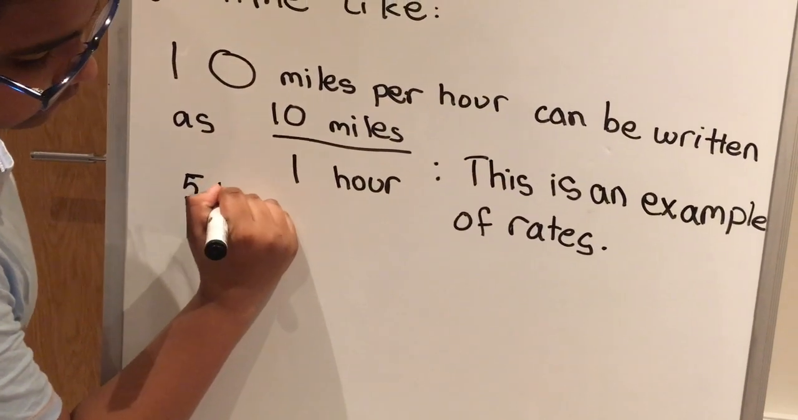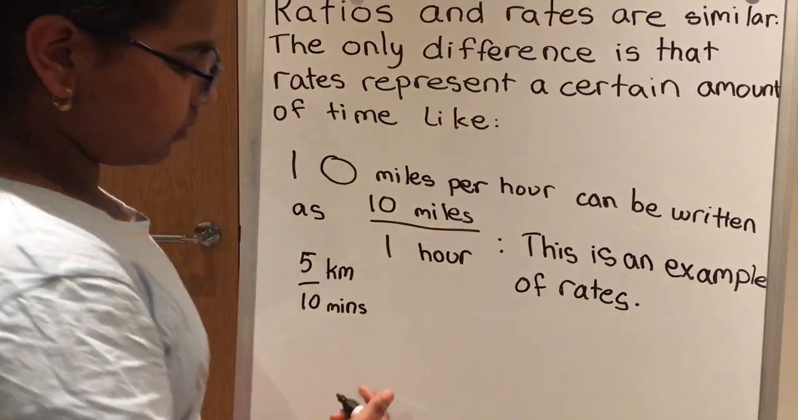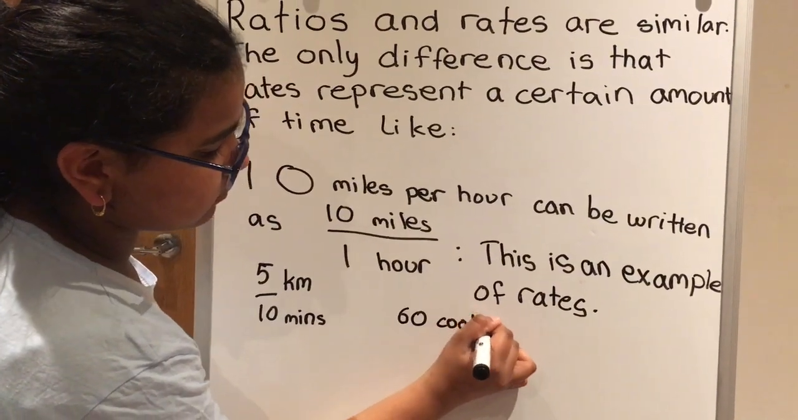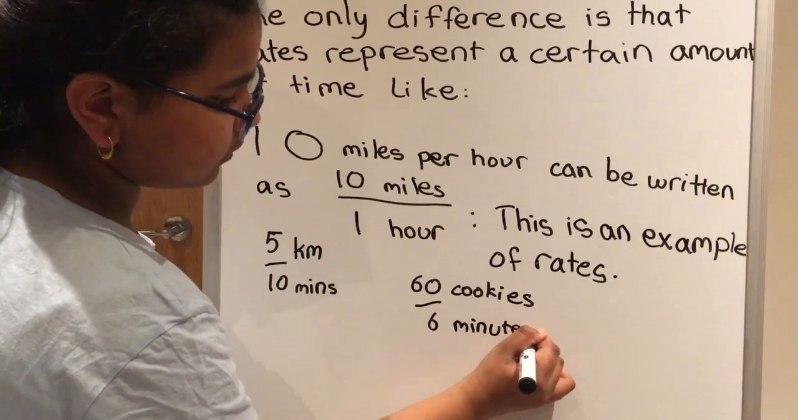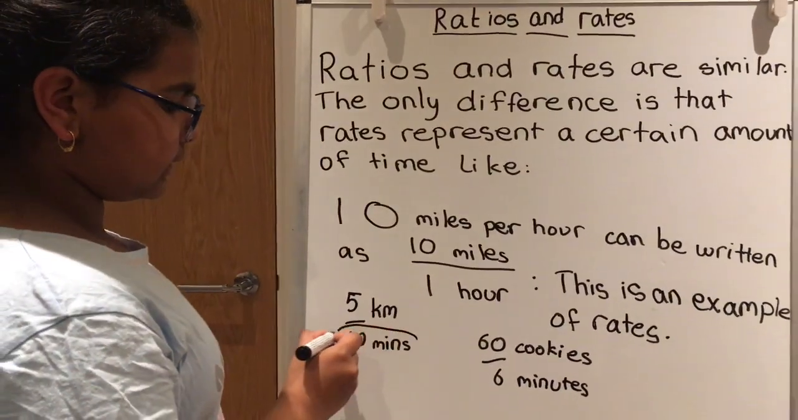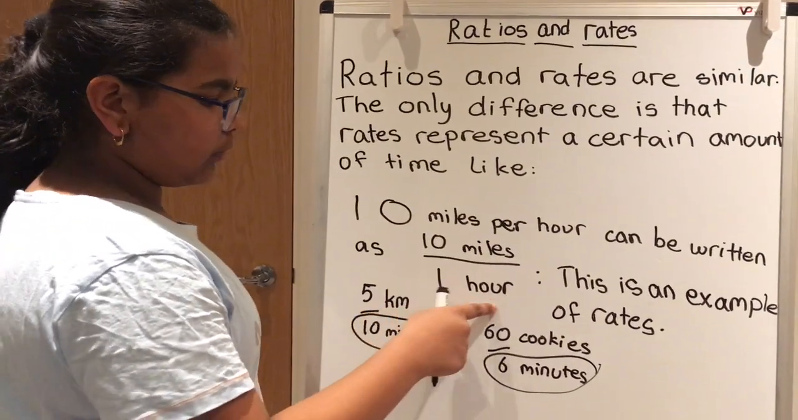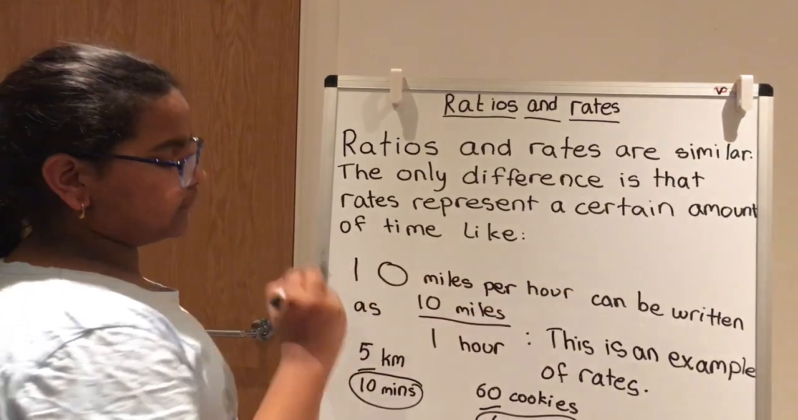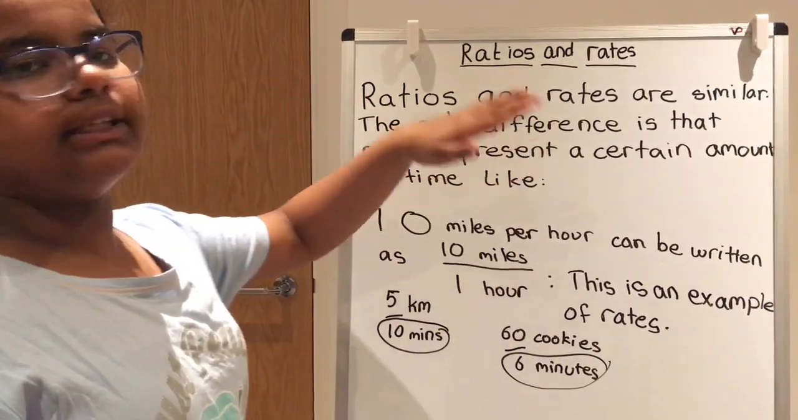5 kilometers per 10 minutes, or 60 cookies per 6 minutes. It can be anything like that, but the only thing is the denominator should be a unit of time. If you notice, I put hour and minutes, because I told you that it should be a certain amount of time. So if you remember ratios, you could remember rates easily.